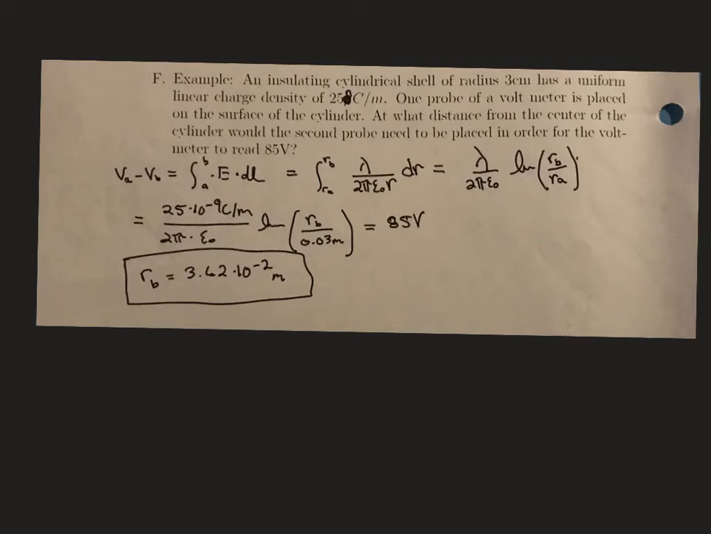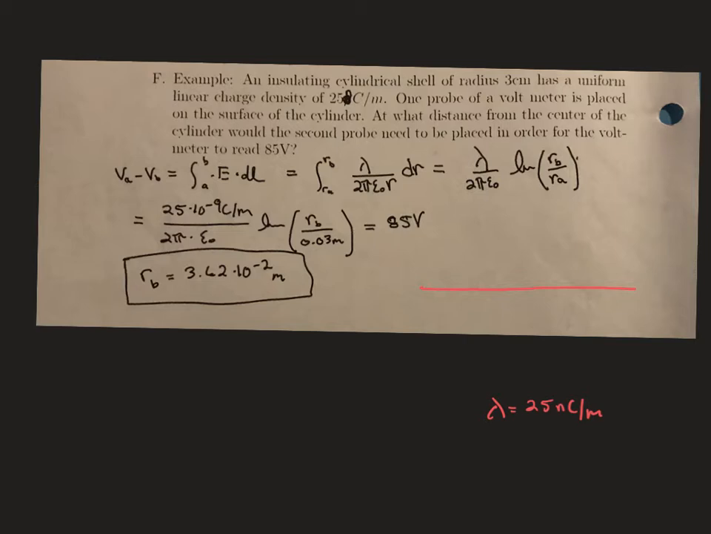Alright, so in this problem, we have an insulating cylinder shell of radius 3 centimeters that has a uniform linear charge density of 25 nanocoulombs per meter. Alright, so we have a line of charge, and we know that lambda is equal to 25 nanocoulombs per meter.